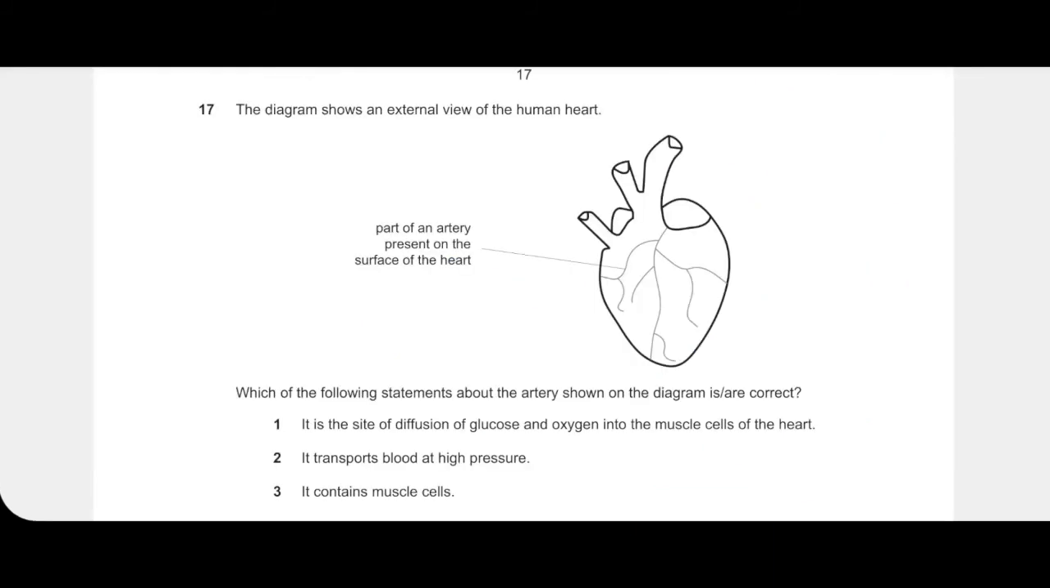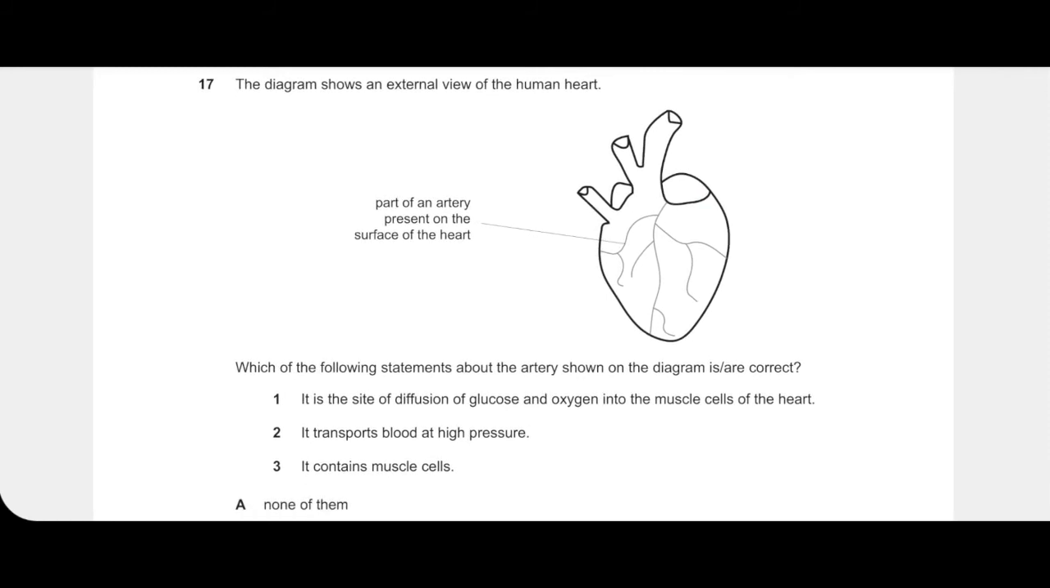Question number 17. The diagram shows the external view of the human heart. Which of the following statements about the artery shown on the diagram is/are correct? Statement number one, it is the site of diffusion of glucose and oxygen into the muscle cells of the heart. Statement number two, it transports blood at high pressure. Three, it contains muscle cells. So which statements are correct?